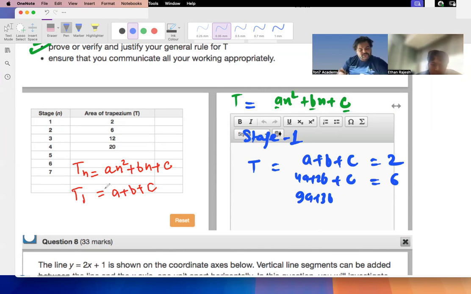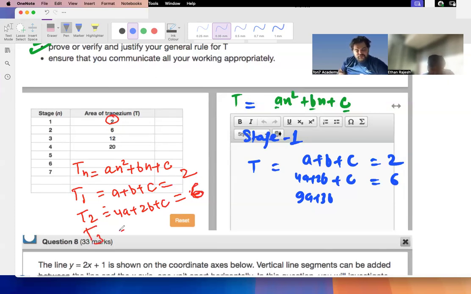Now n equal to 2. This is 4a plus 2b plus c, and this becomes the value which is given to you, 2. Agree? The next one is 6. And then you write T3, so n equals 3, and T3 is 12: 9a plus 3b plus c. And that value is what?